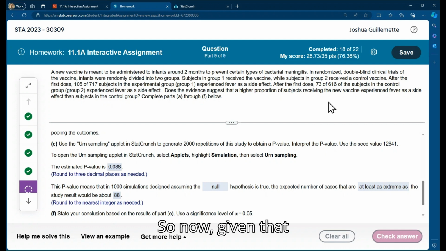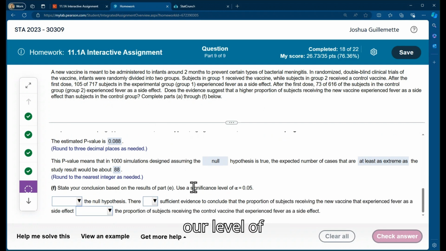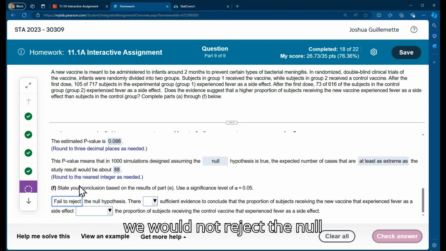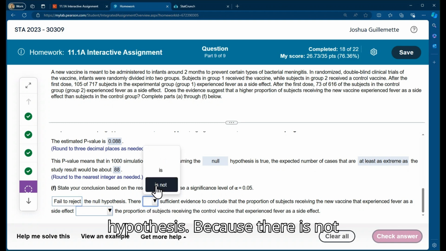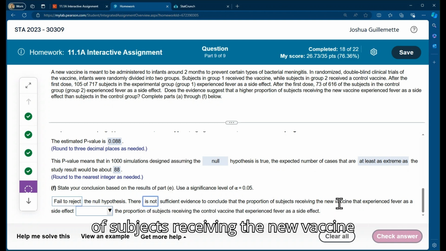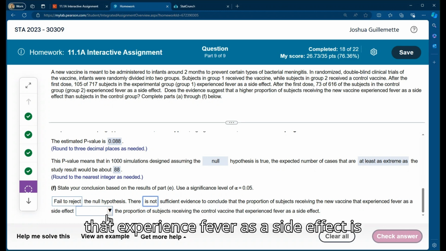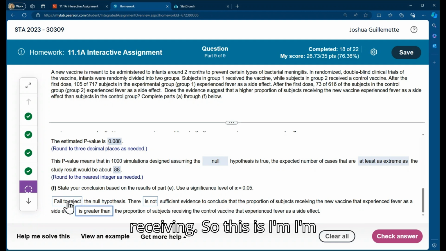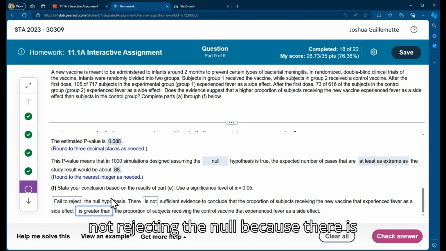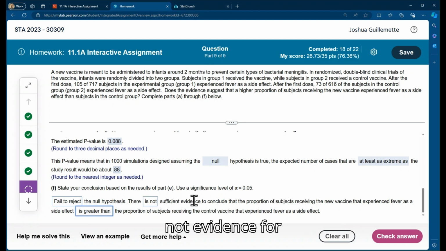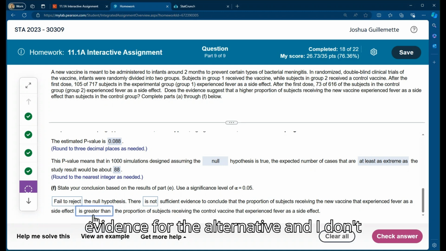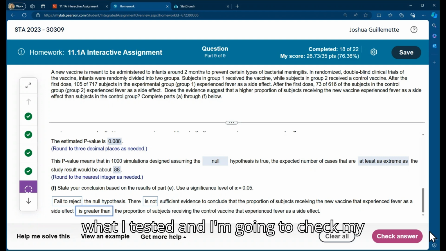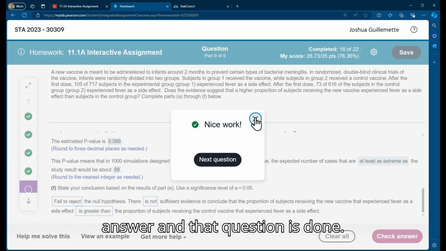So now, given that our level of significance is 5%, we would not reject the null hypothesis because there is not evidence to conclude that the proportion of subjects receiving the new vaccine that experience fever as a side effect is greater than the proportion of subjects receiving the control. So I'm not rejecting the null because there is not evidence for the alternative. Okay, I need evidence for the alternative, and I don't have it, and it's greater than, and that's what I tested. And I'm going to check my answer, and that question is done.